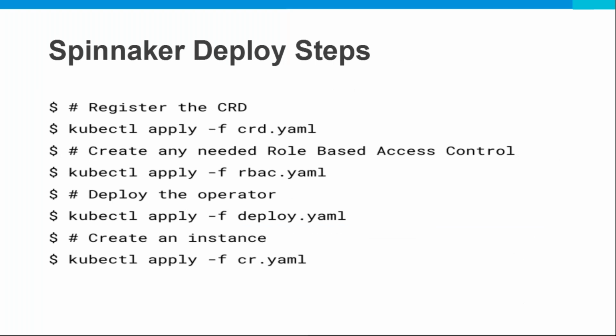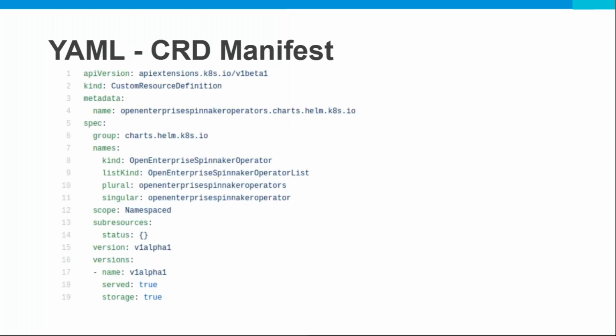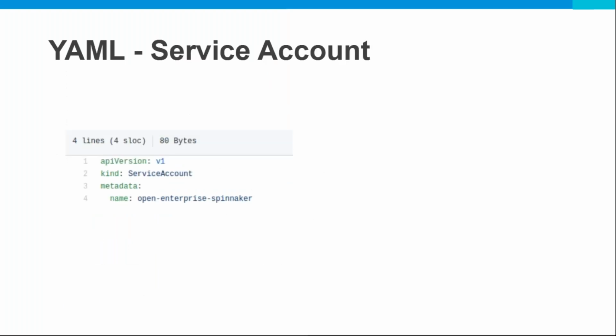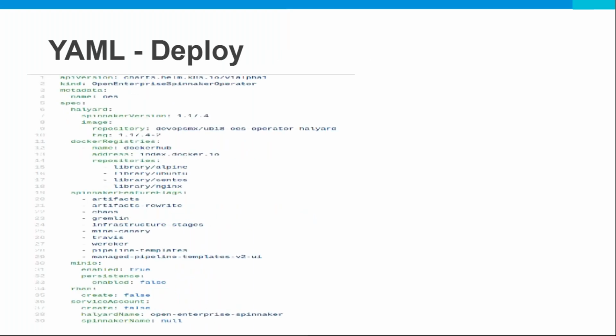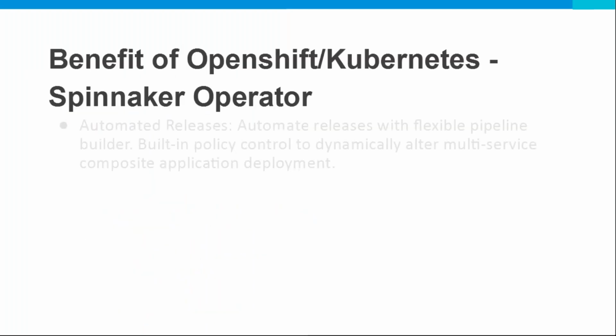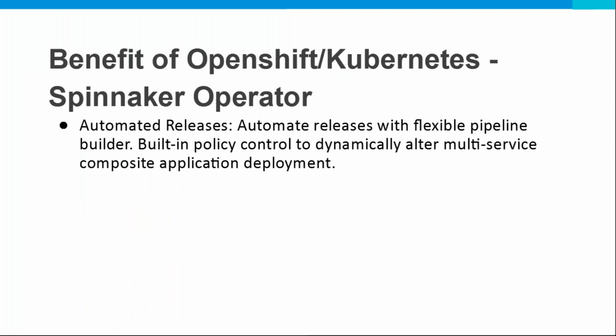So these are the simple deploy steps to deploy the operator that is available on operatorhub.io, and it also has the manifest. So to create a resource definition, the service account that needs to be defined for your deployment, and the operator, all of this is already available on operatorhub.io. So here I'm just walking you through this.